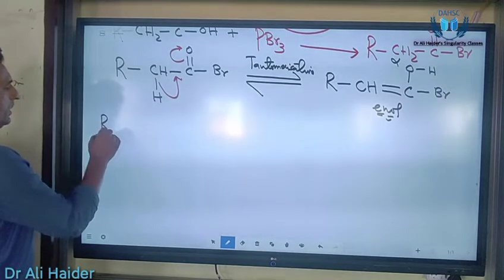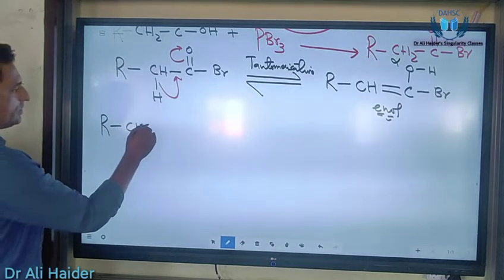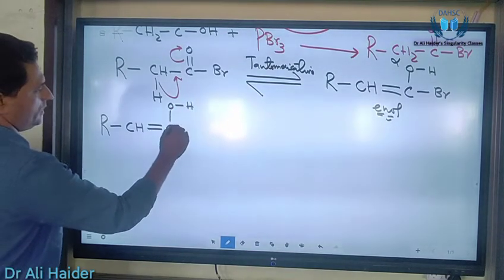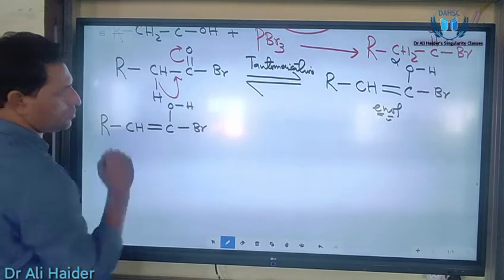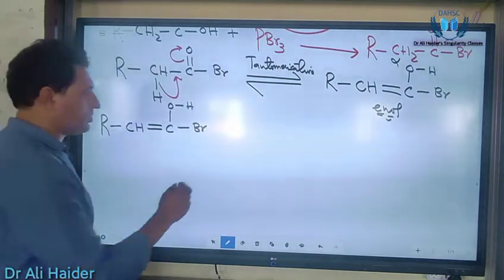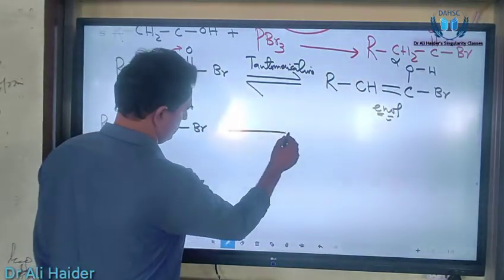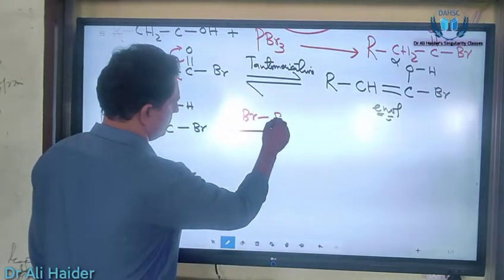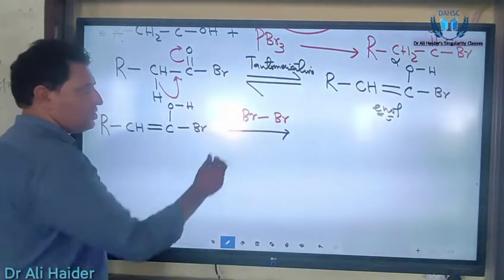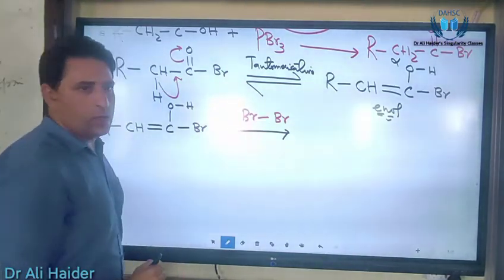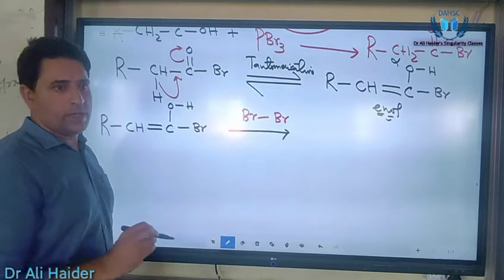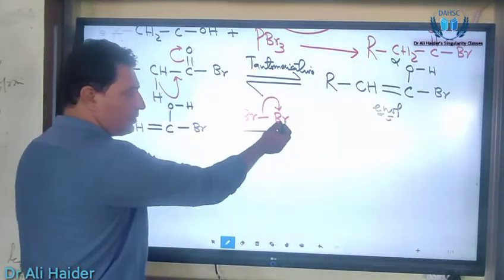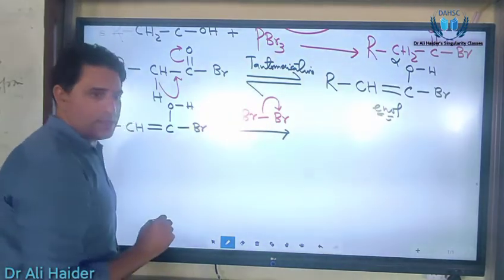now this is R CH double bond C OH Br. Since we have this Br2 molecule in the reaction, this bromine molecule will undergo heterolytic cleavage. Heterolytic cleavage means these pi electrons will move to this carbon, this bromine. This will get Br negative, this will become Br plus.